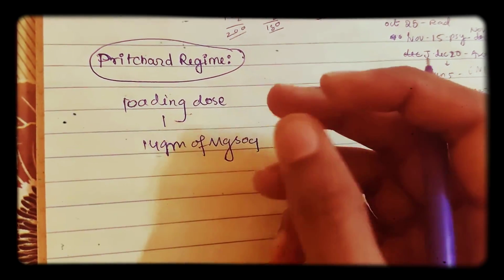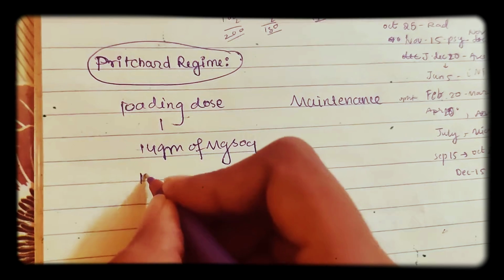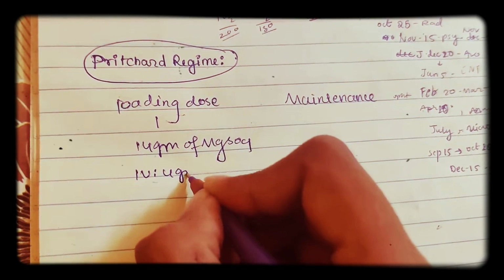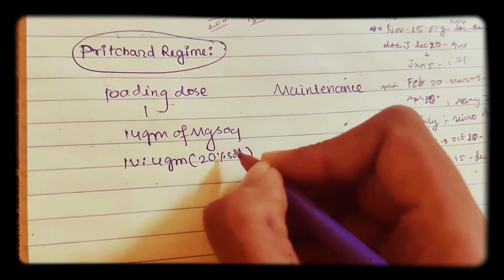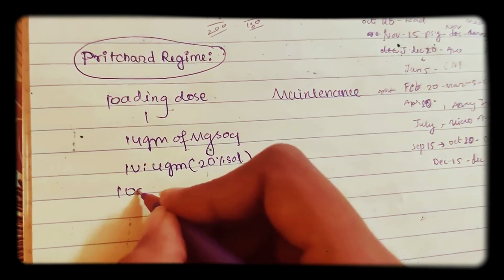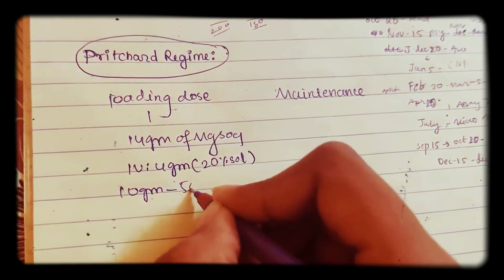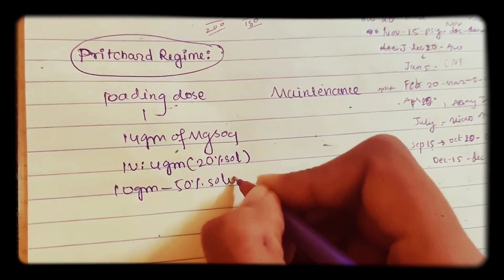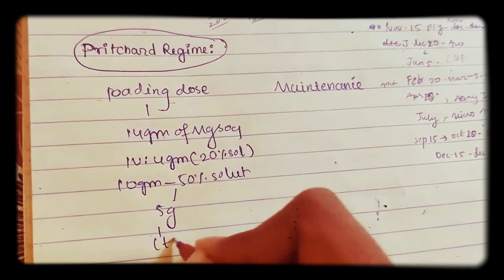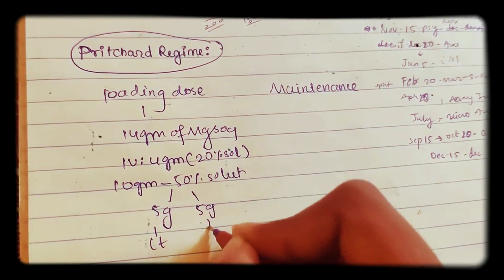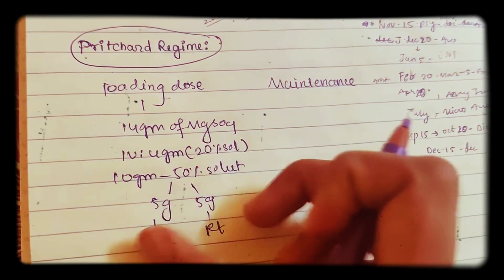14 grams of magnesium sulfate is the loading dose. IV you should give 4 grams, that is a 20% solution given intravenously, and then 10 grams of the 50% solution is distributed in a way that 5 grams is given to the left buttock and 5 grams is given to the right buttock. So this is how we distribute it.